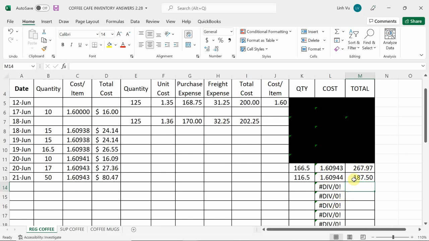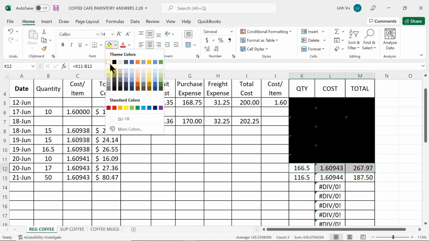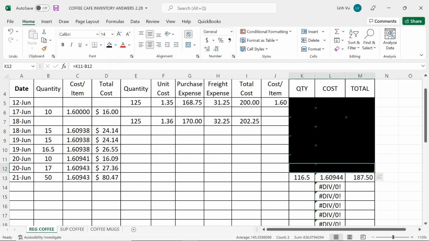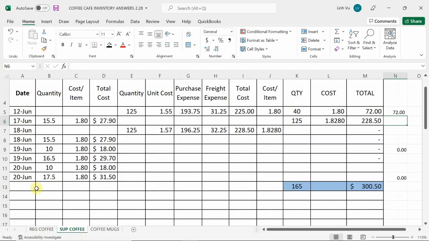I took 187.5 divided by 116.5, and I got $1.60944. So it increased by a thousandth of a penny. So right here's my average cost per item. In this case, I ended up selling $80.47 worth of my regular coffee. That's how much it cost me. So let's go into my Supreme coffee.